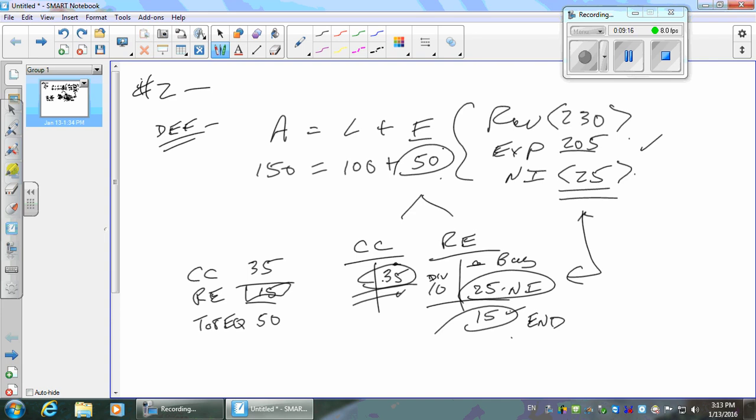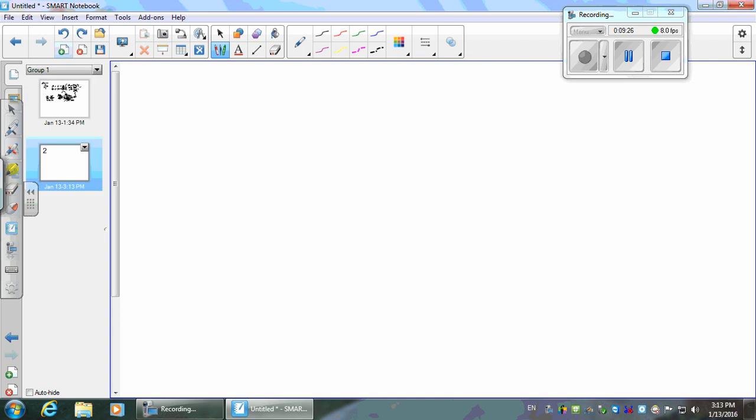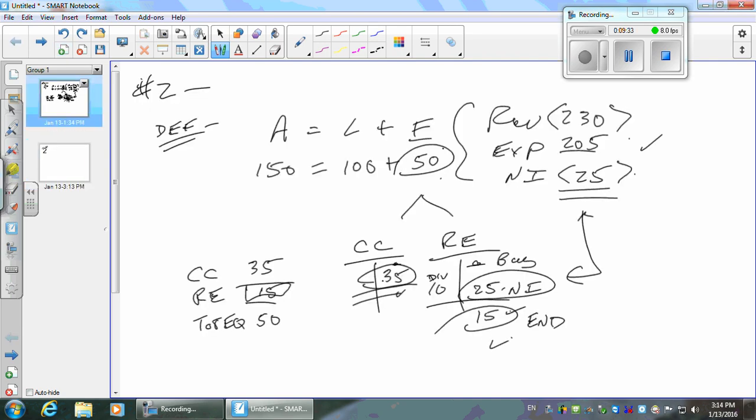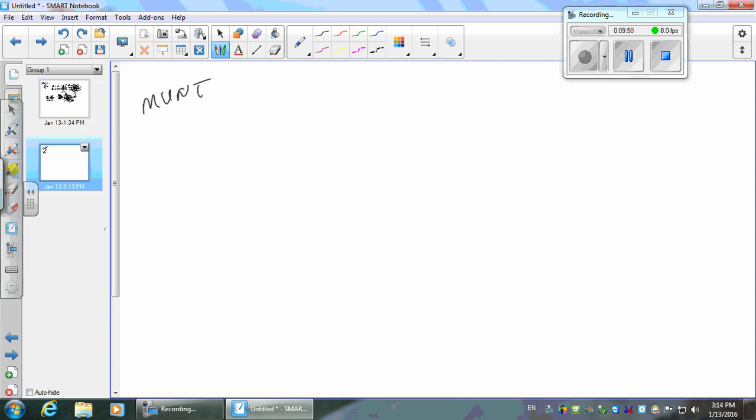Do the other one. Do Muni. Same exact deal. Look at that, it worked. So the retained earnings was 15. Oh yeah, you have to just copy them in. I guess I should have done that. Net income was 25, right guys? Retained earnings is 15. There it is. Right? And expenses are 205. Okay? So try number 2. See what you get. Muni.